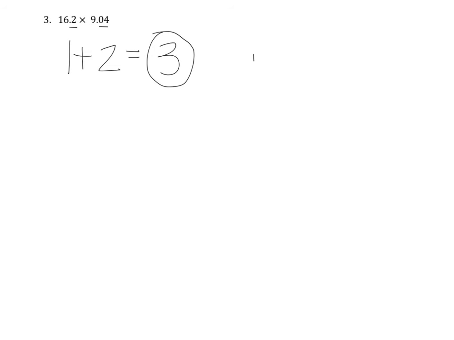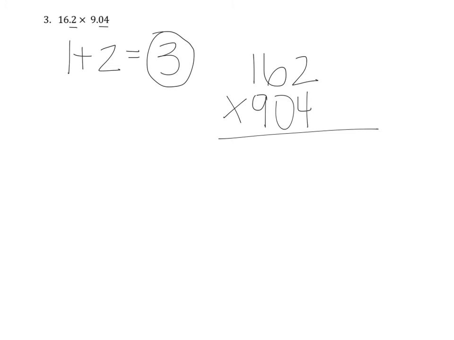So let's go ahead and write this as whole numbers. 162 times 904. 4 times 2 is 8. 4 times 6 is 24. 4 times 1 is 4, plus 2 would give us 6. Before I multiply by the 0, we need to put 1 placeholder. 0 times 2 is 0. 0 times 6 is 0. And 0 times 1 is 0.